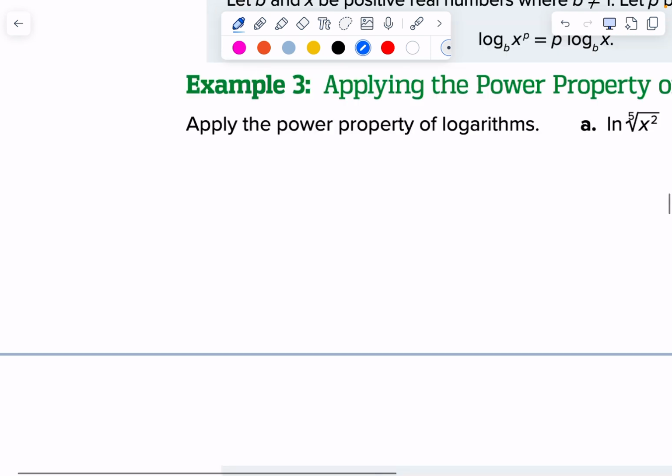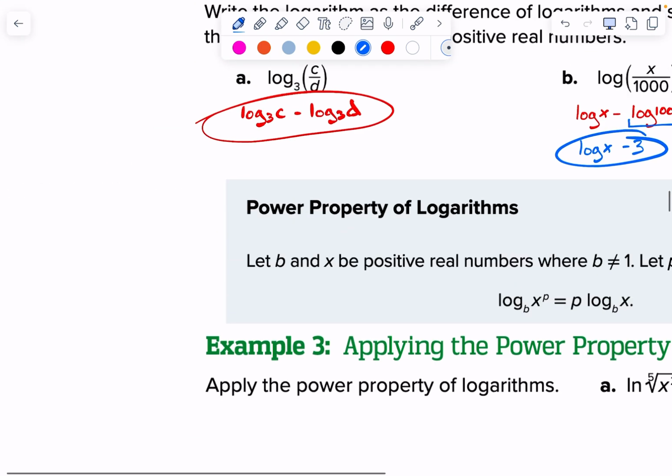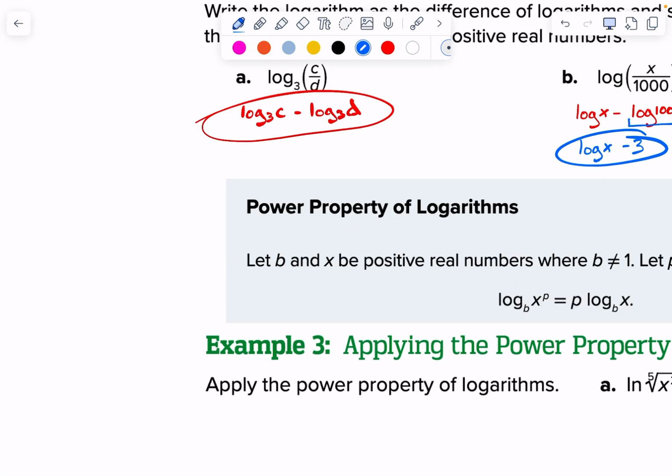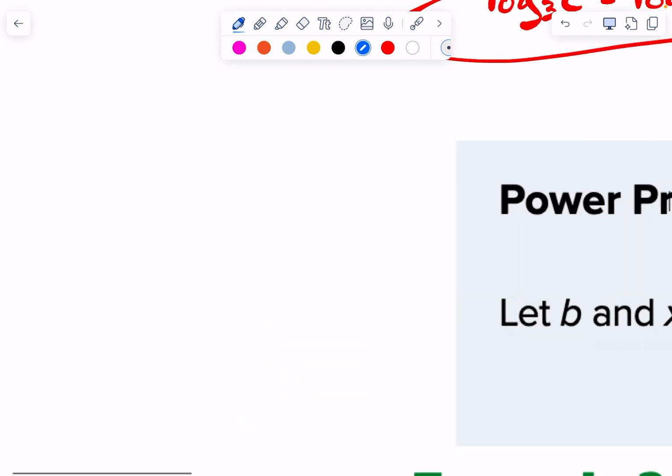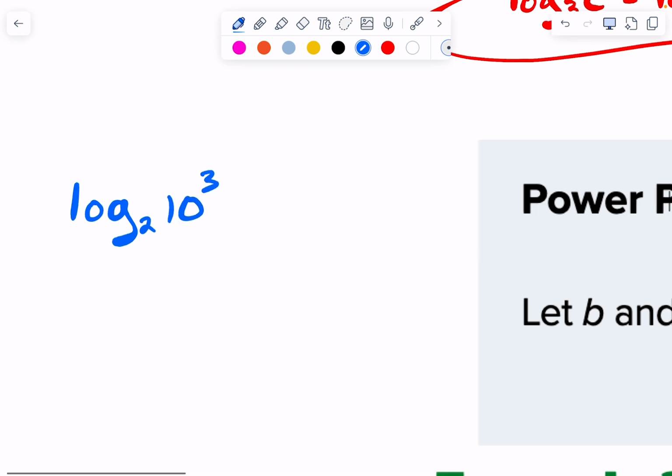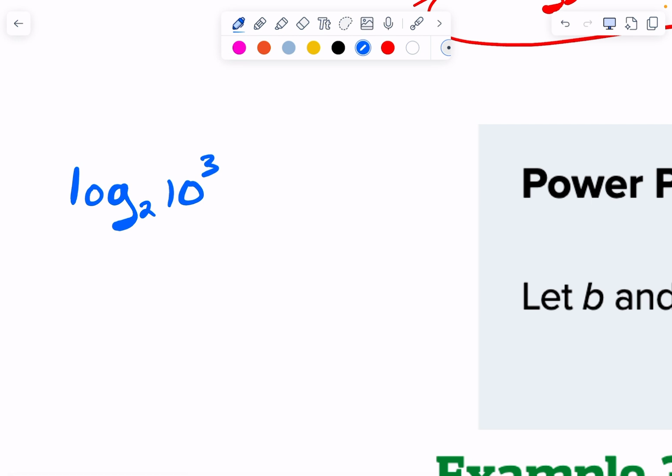Okay, we'll do power of power. This one I like. I love this one. So here we go. Let's say we have log base 2 of 10 to the 3rd power. Write this down off to the side over here. Actually, let's go log base 2 of x to the 3rd power. Whatever, it doesn't matter. It could be 10, it could be 3, it could be whatever.